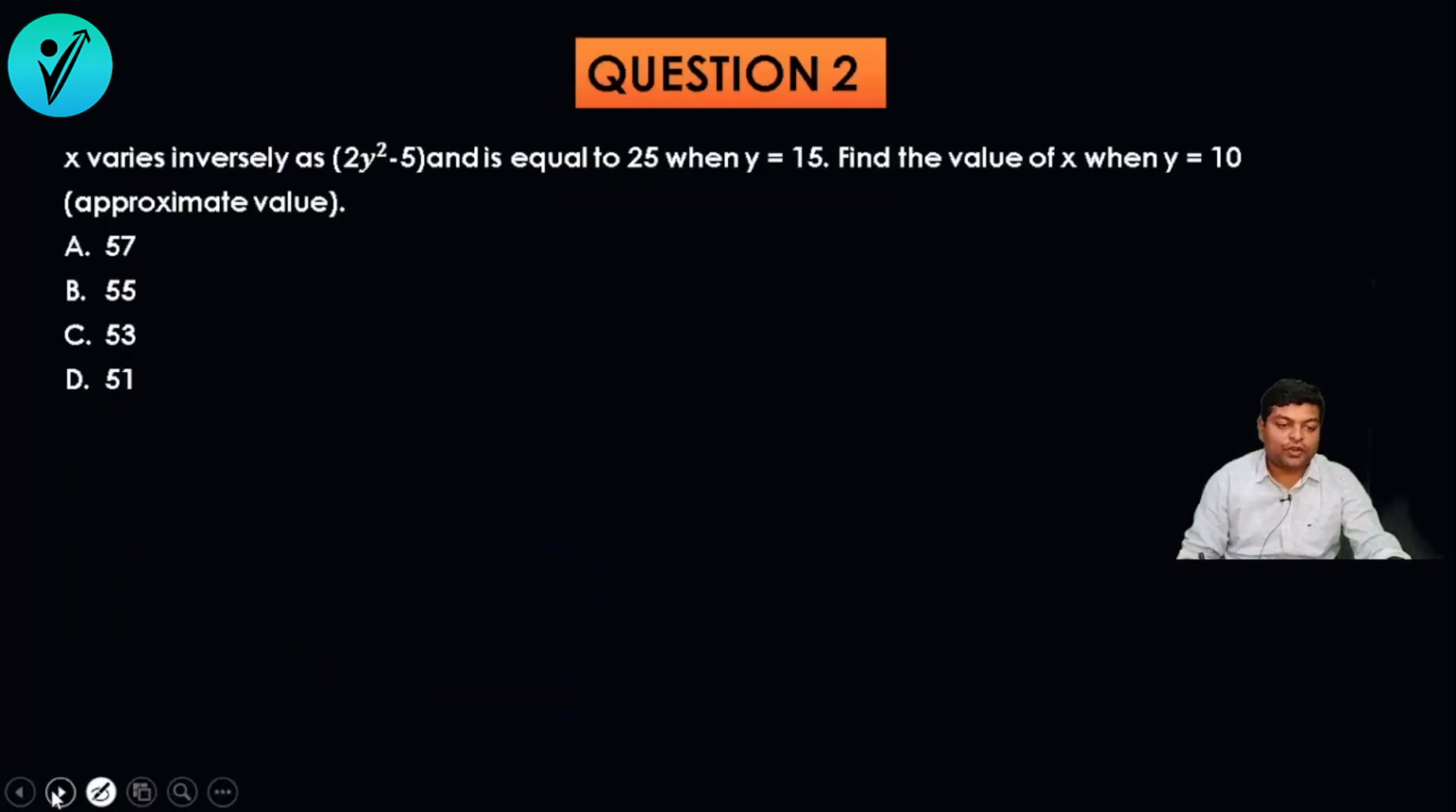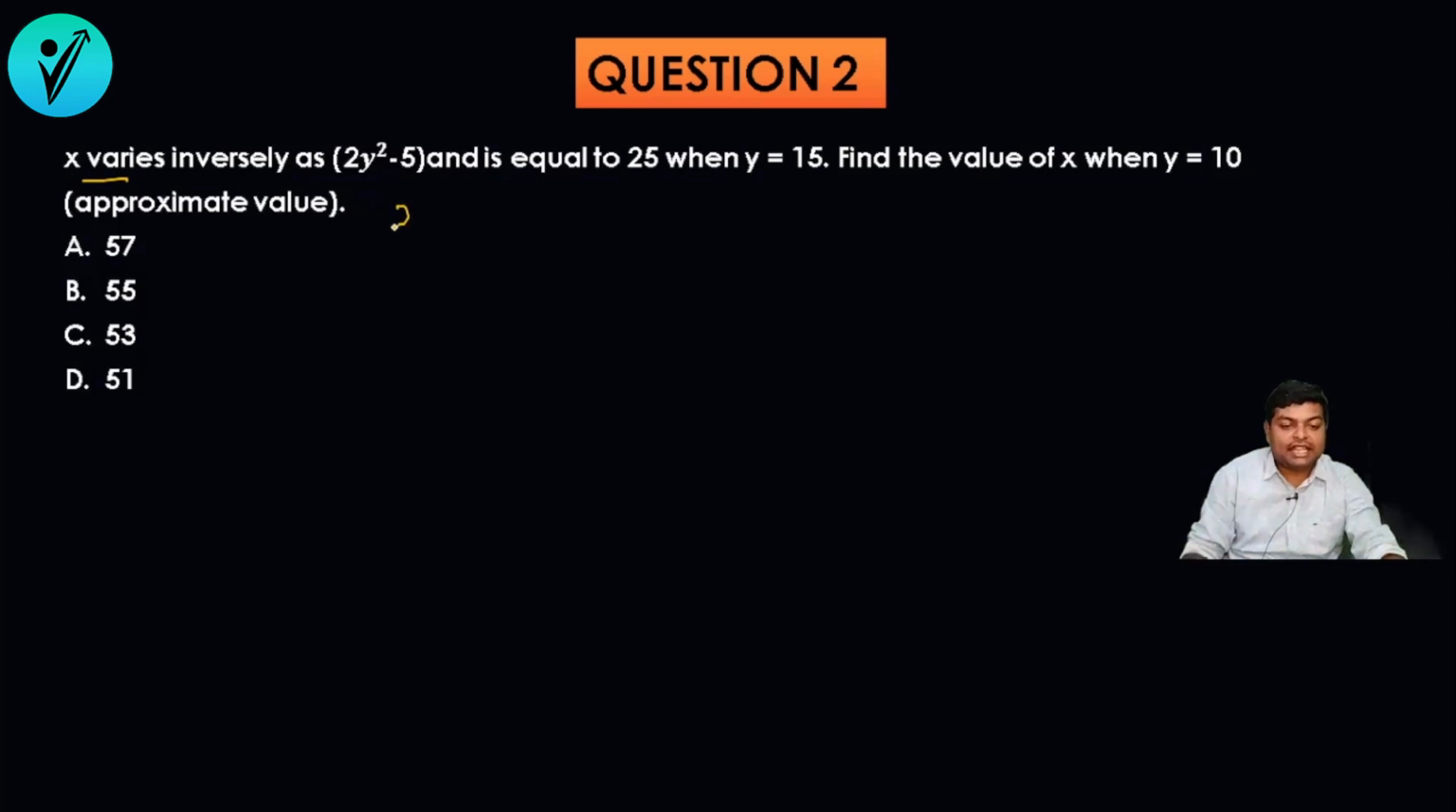Next, let's go for the second one. The second one is from the ratio and proportion chapter. It says that if x varies inversely as 2y square minus 5. Now first of all, what do you mean by inversely varying, or if any value is directly proportional? What does it mean?